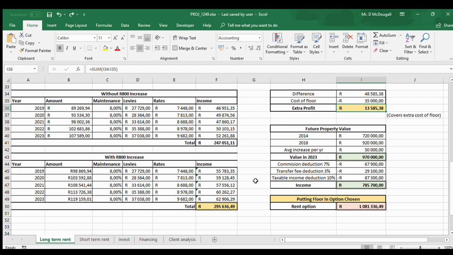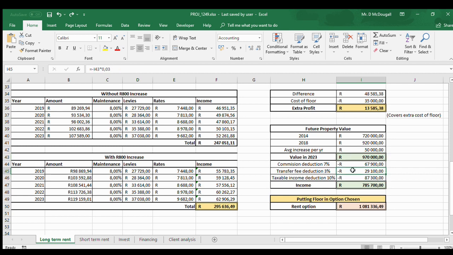The future property value was also then calculated using previous values given in the statement. The previous 720,000 and 920,000 of the current cost was used to calculate the future cost by averaging the values, and the value of 970,000 was calculated for 2023's value. Commission and deduction percent was retrieved from online sources, as well as a transfer fee deduction percent and the taxable income deduction percent, mostly from the SARS website and from reliable sources.